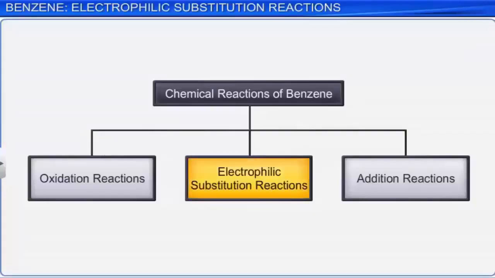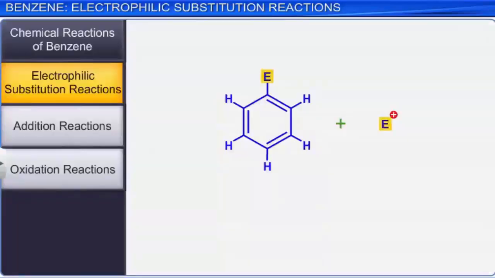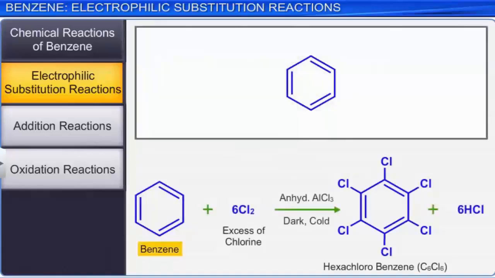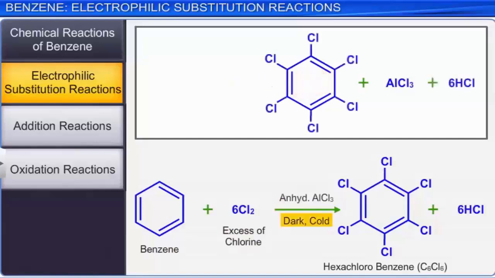Note that during electrophilic substitution reactions, if an excess of electrophilic reagent is used, then further substitution reaction may occur, in which the other hydrogen atoms of benzene may also be successively replaced by the electrophile. For example, benzene, on treatment with an excess of chlorine in the presence of anhydrous aluminium chloride in the dark, gives hexachlorobenzene.